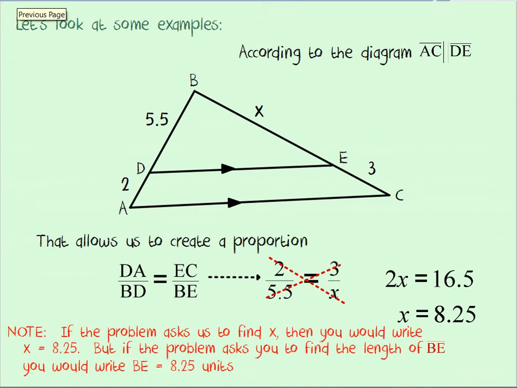Quick side note, make sure to pay strict attention to directions. If the problem simply asks you to find x, then you're done. You would write x equals 8.25. But if the problem asks you to find the missing length or the length of BE, you would need to write your answer as BE equals 8.25 units. Make sure that you know and have in your notes the difference between the two instructions versus how the two answers should look.